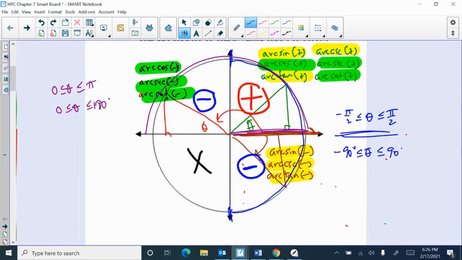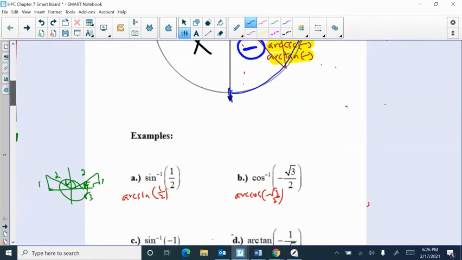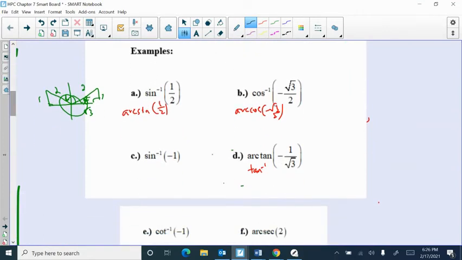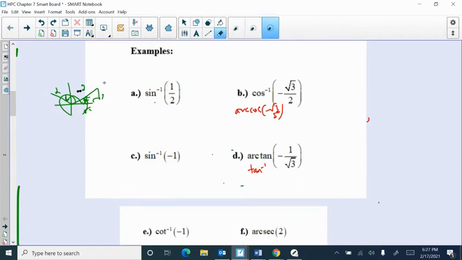So that's how knowing that is going to help us avoid any ambiguity when we start answering these questions. So now going back down to example A, it says, inverse sine of 1/2. Give me the angle whose sine ratio is 1/2. That's another way to think about that. Find me the principal angle whose sine ratio is 1/2.